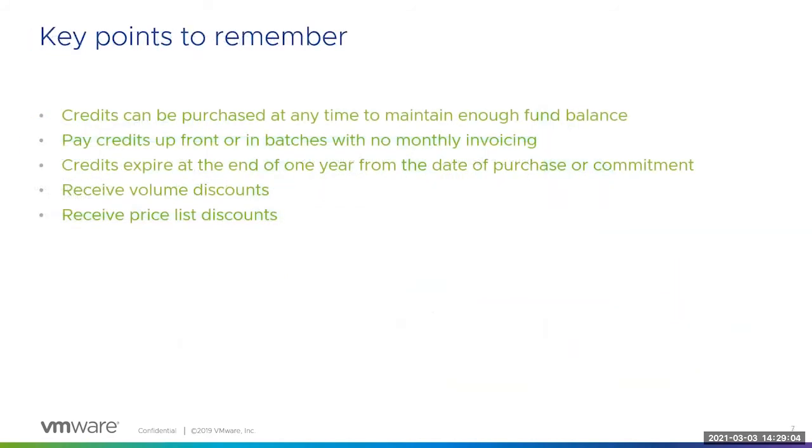The Subscription Purchasing Program provides customers with flexibility and easy consumption of cloud services through the purchase of credits. SPP Prepaid allows you to pay credits upfront or in batches with no monthly invoicing. Remember to maintain a sufficient fund balance to cover all costs associated with the service. Additional purchases of credits to increase the fund balance can be done at any time. SPP credits expire at the end of 1 year from the date of the first purchase or commit. SPP Prepaid receives both volume and price list discounts.